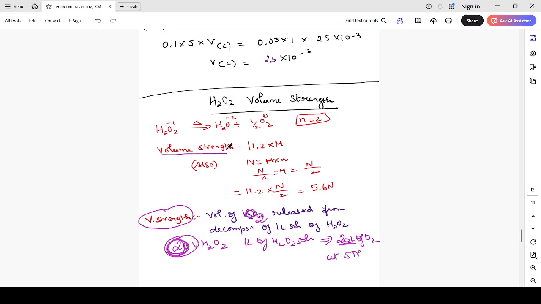Similarly, with respect to molarity, we say volume strength is 11.2 times molarity. And with respect to normality, volume strength is 5.6 times normality. Okay, Mridula? Just copy down the formula.